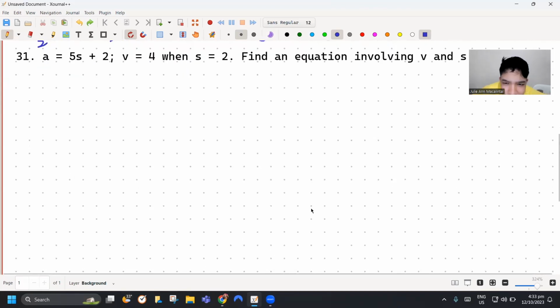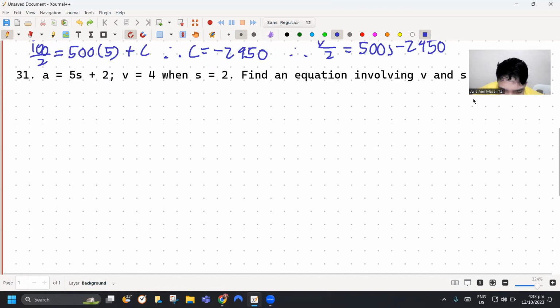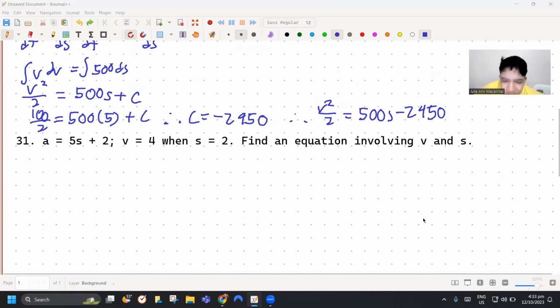Kaya pwede patingin. Nakasya pa ba? Hindi ko nakita yung dulo ng 30. So v squared over 2 is equal to 500s minus 2. Okay. So yun naman.